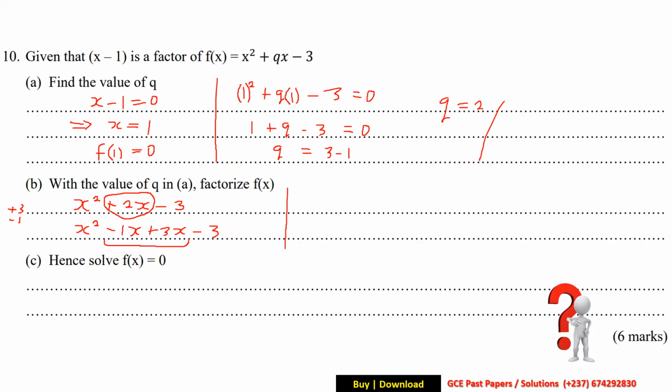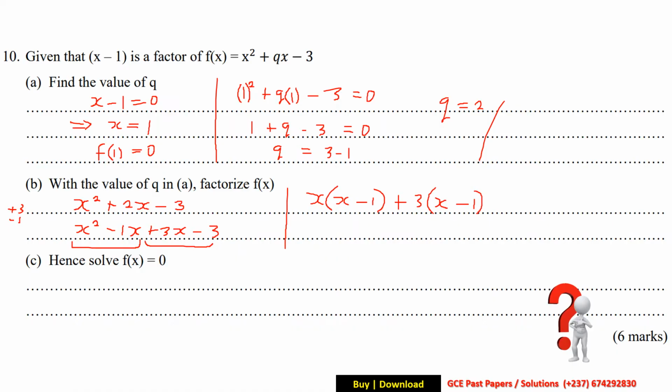If you have to group them, this is what we are going to have, or we pair them as you call it. We pair the first one, pair the second one. For the first one, the highest common factor is x. Now, x squared divided by x is x, and minus 1x divided by x is minus 1. That's the first group. For the second one, this plus sign is maintained here. For 3x and minus 3, the highest common factor is 3. So we factor it out. Open our brackets now. Plus 3x divided by plus 3 is x, and minus 3 divided by plus 3 is minus 1.